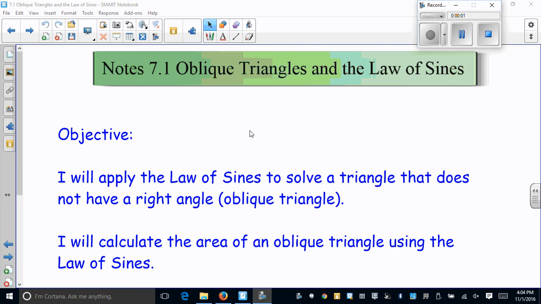Triangles and the law of sines. Those of you who came through the Cambridge program have already been introduced to the law of sines and cosines, so this should be a fairly easy chapter for you.